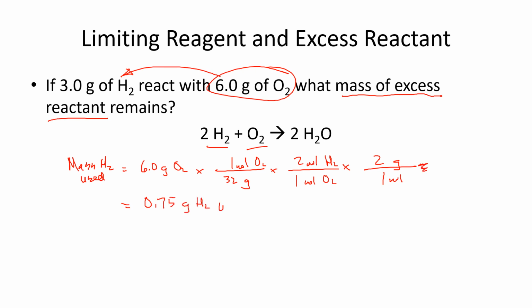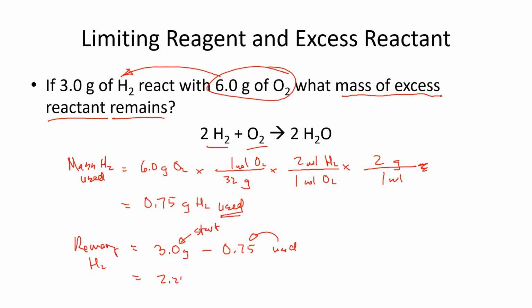Now, that's hydrogen used, right? That's hydrogen that got used up. So if we want to find how much remains, remaining hydrogen equals the 3.0 grams that we started with, and we're going to subtract the 0.75 that we used. That would leave us with 2.25 remaining, and we'd have to round that down to 2.2 grams to give us the right number of sig figs. Okay, there you go.